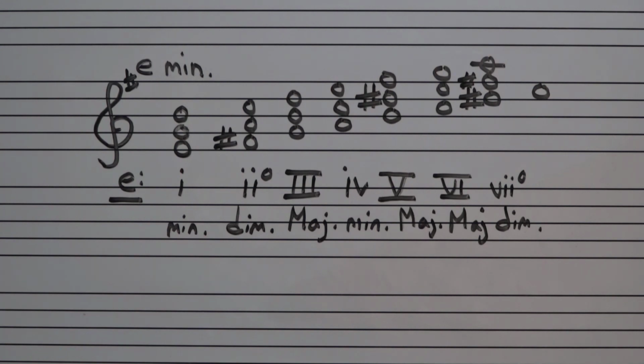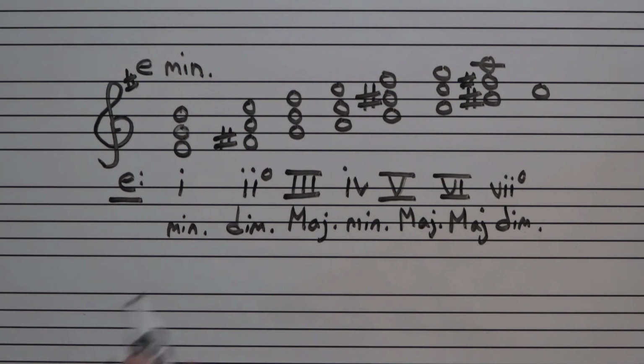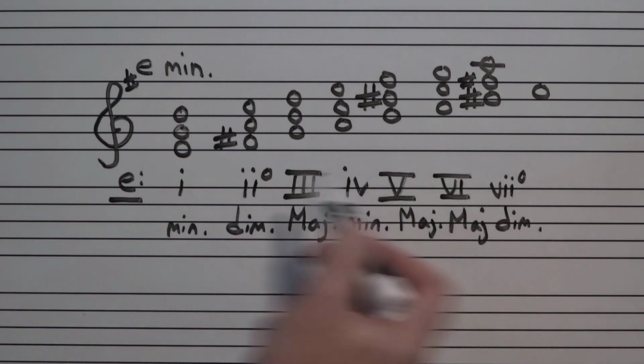And there we are. The triads of a minor scale. And notice the variety, and actually even two diminished triads.